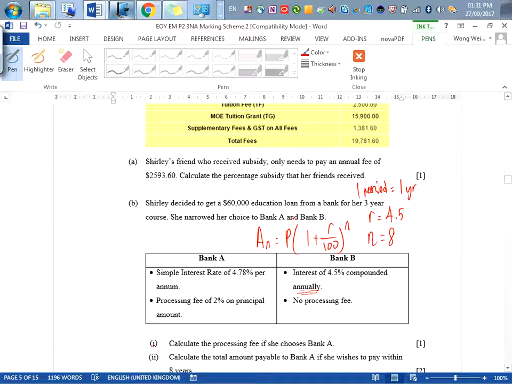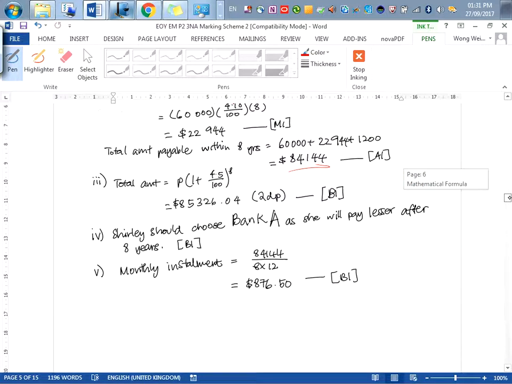Therefore, substitute everything inside. The principal is 60,000, R equals 4.5, n equals 8, to get the total amount. This is the total amount she needs to pay. And based on this, she should choose bank A because she pays less after 8 years. Not lesser, but less. A monthly installment will be 84144 divided by 8 years and divided by 12 to get for 1 month. And this is the amount that she needs to pay.